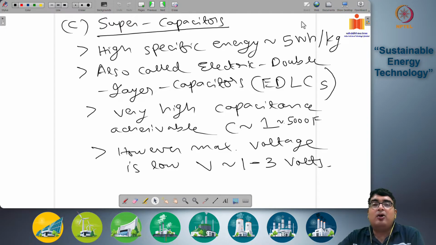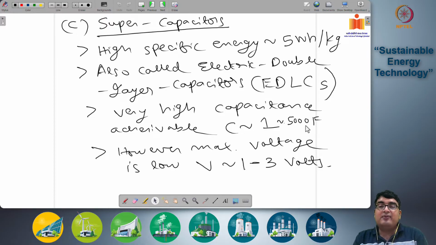Okay. They are also called electric double layer capacitors, EDLCs. We will see why they are called electric double layer capacitors, EDLCs. They have very high capacitance. So see, the capacitance values are varying from 1 to 5000 farads. Okay. So the key advantage of supercapacitors is their extremely high capacitance value.